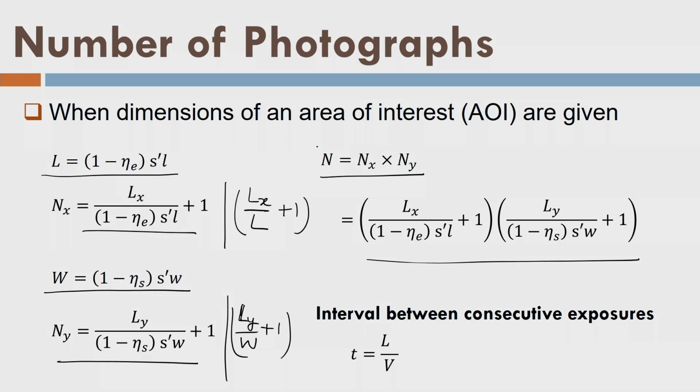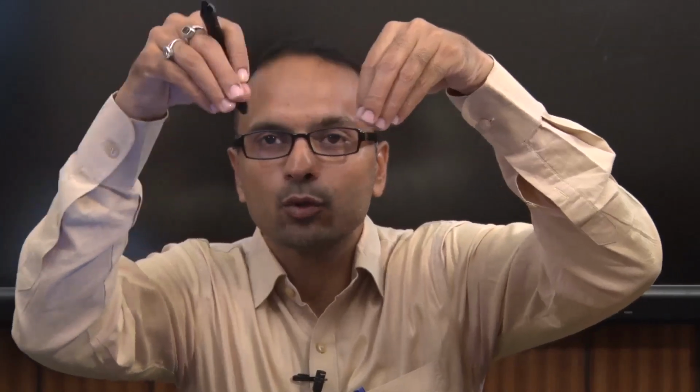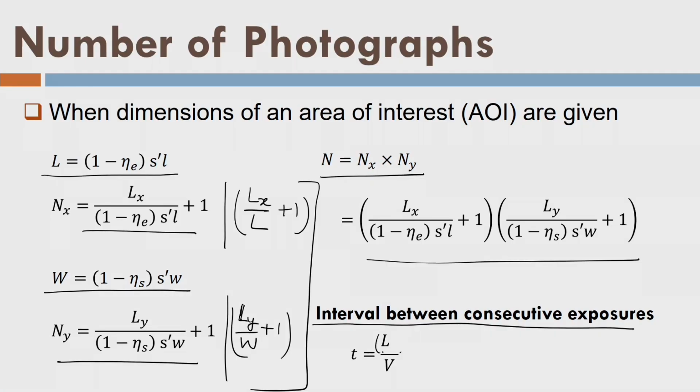So, okay, what next? You can see now I can also calculate the interval between the consecutive exposures. That means this is one photograph. After some time the aircraft moved to this, it created another photograph, and so on. So, between the two consecutive photographs, what is the time I need? What is the time exactly there in the field? That is nothing but if I divide this distance L by the speed of the aircraft. So, we will get the interval between the consecutive exposures.